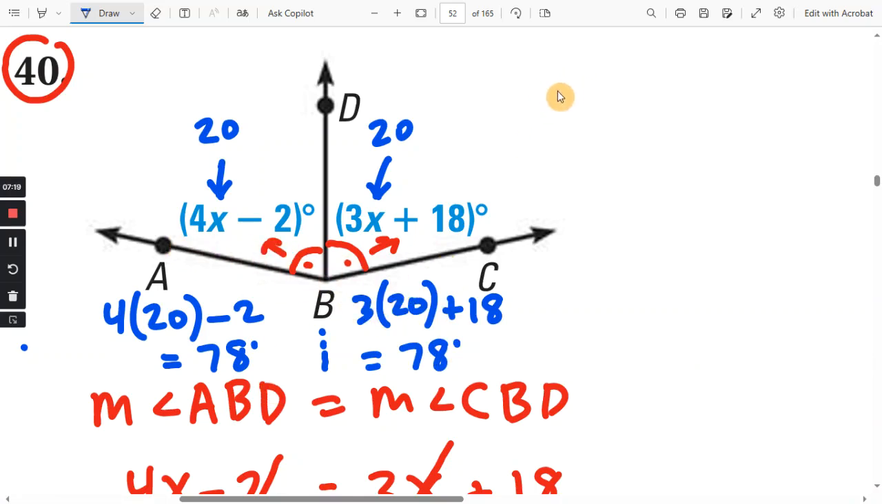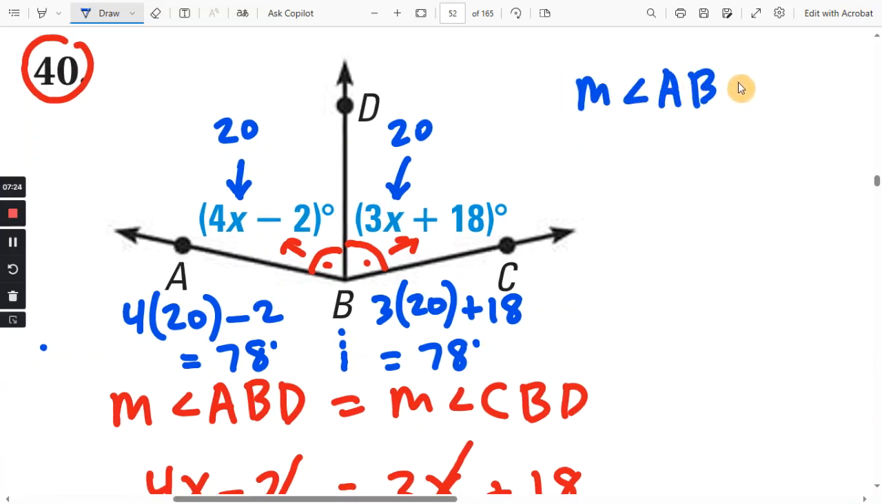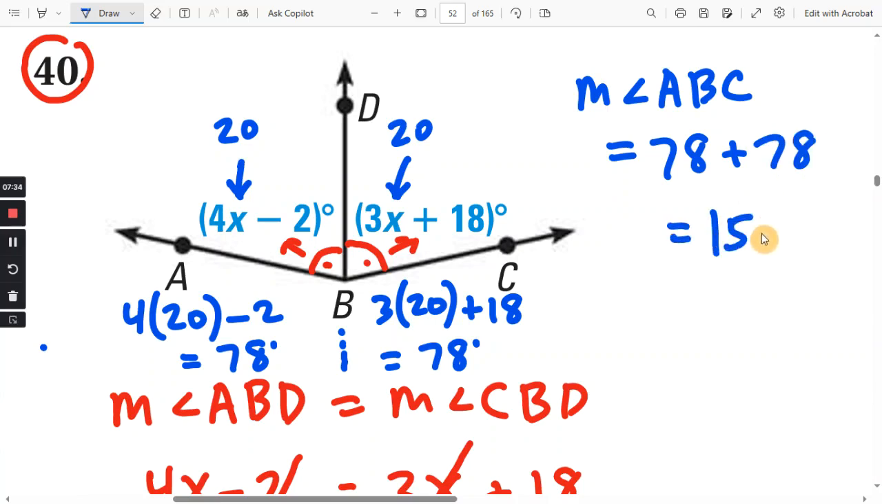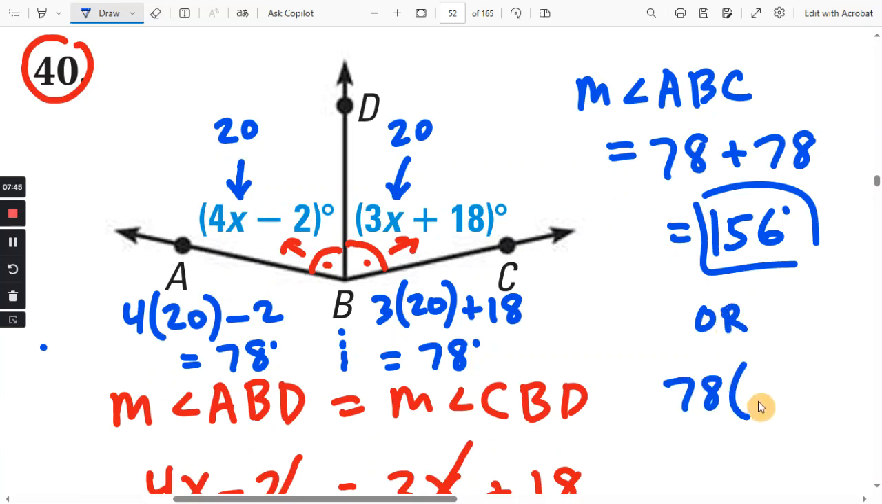So ABC, which is the whole thing, the measure of angle ABC, is just going to equal 78 plus 78. And that's 156. And if you like multiplying instead of adding, you could have just said 78 times 2. All right, so that's the same thing. Either one of those works.